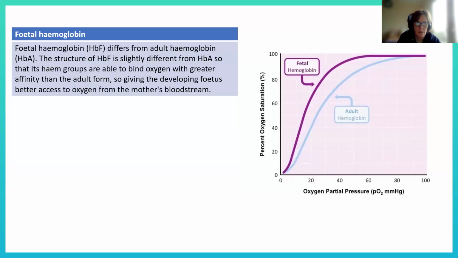And then you can see here the fetal hemoglobin and adult hemoglobin. Remember, we said that it differs slightly, and it's easier to bind to the oxygen. There's greater affinity to oxygen than the adult hemoglobin. So that's what that looks like on a curve as well.